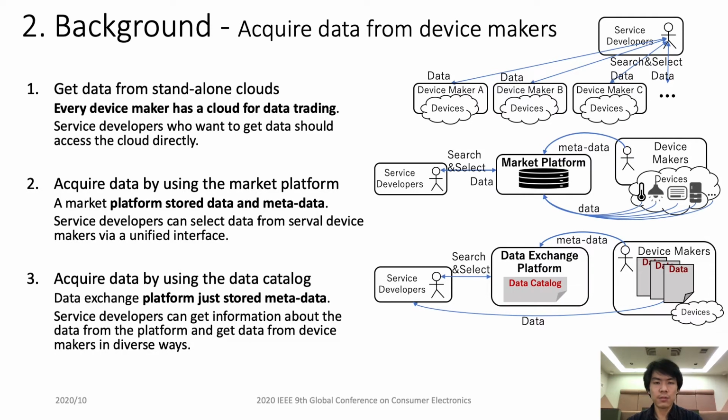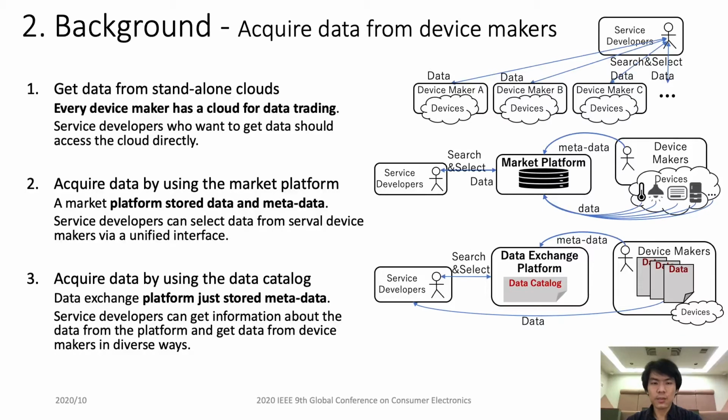Market platforms store data and device metadata. Device makers set their devices to send data to the platform and register the device to the platform. So service developers can discover and get data from several device makers by using the market platform.